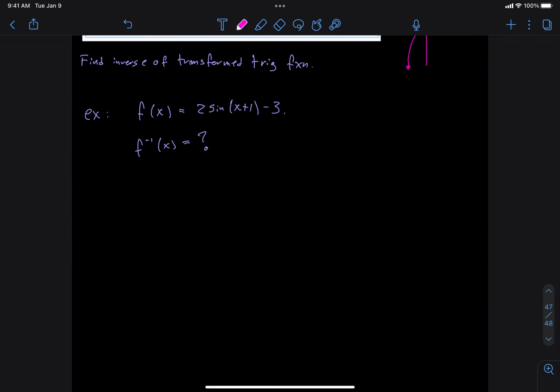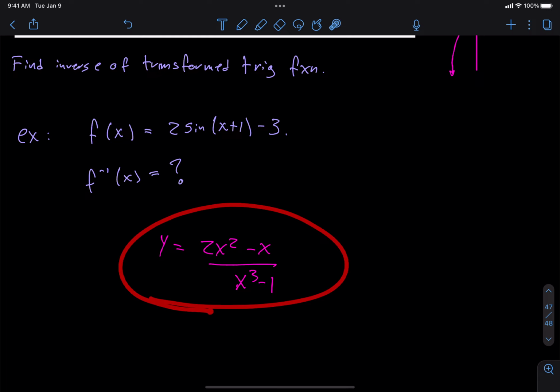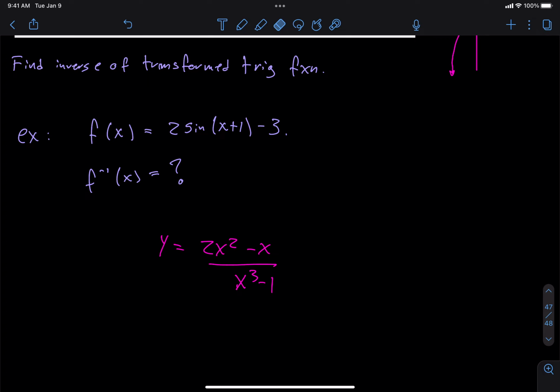All right, then the final thing we're going to talk about today is, how do I find the inverse of a transformed trigonometric function? The way I'm going to do this is the same way that I used to find inverses. When I had something like this, y equals 2x squared minus x all over x cubed minus 1, what was I supposed to do with a function like this in order to find the inverse? Does anyone remember? How did we find inverses back in section 1 point whatever? Yeah, switch the x's and the y's. So make all the x's into y's, make all the y's into x's, and then solve for y.